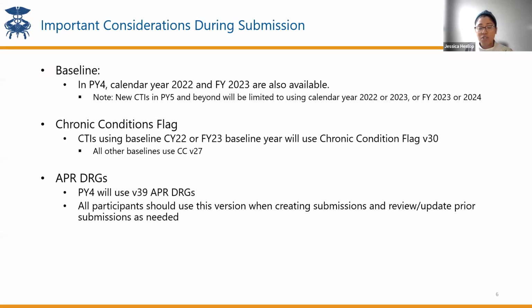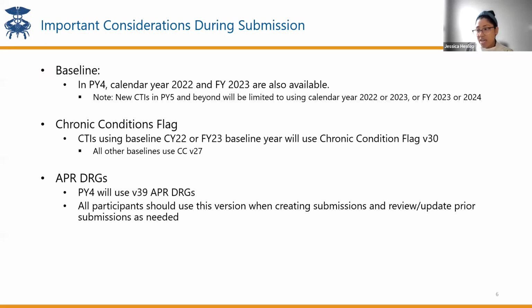The other 2 have to do with certain versions of data sets that we're using when it's applied to the CTI. So as we just mentioned, we have these great new baselines, and with those new baselines, we are using the chronic condition flag, the version 30 of the chronic condition flag for the CY22 and FY23 baselines. If you are using a different baseline, we are still using the version 27. So again, keep that in mind. Overall, probably doesn't have a ton of differences, but again, some differences as we look at how definitions are applied and changed. And the other one is your APR DRGs.